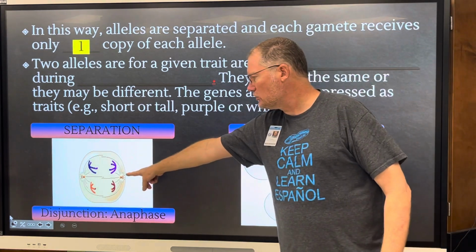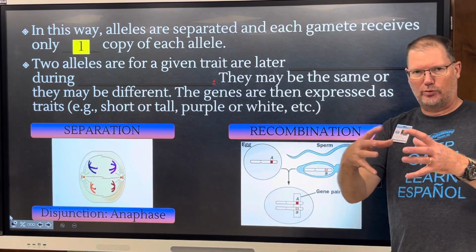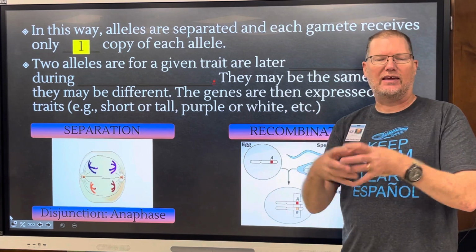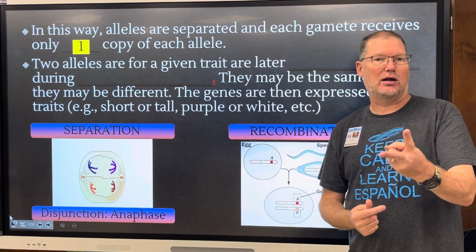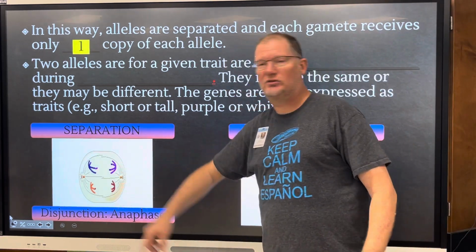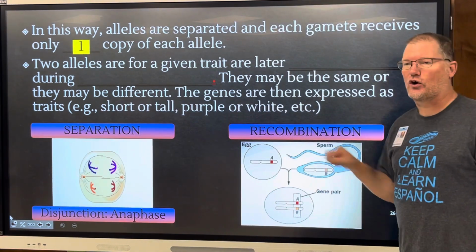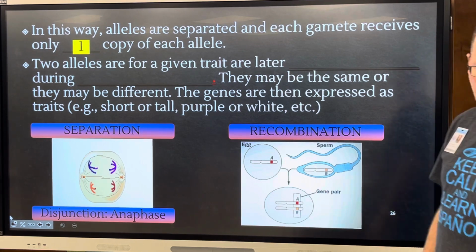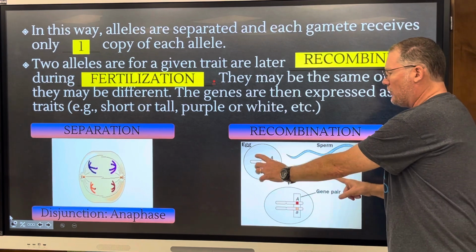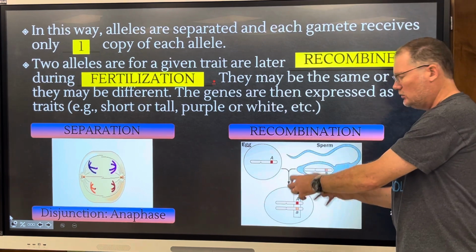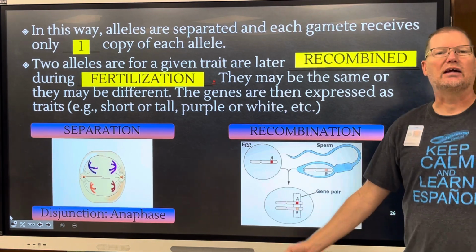Remember, separation in anaphase, they're being pulled apart. First they're replicated, then they get pulled apart. Then they don't get replicated a second time in meiosis, and then these sister chromatids get pulled apart. And then recombination is fertilization, okay? During fertilization, they recombine from the parents to make that pair of alleles that expresses the trait.